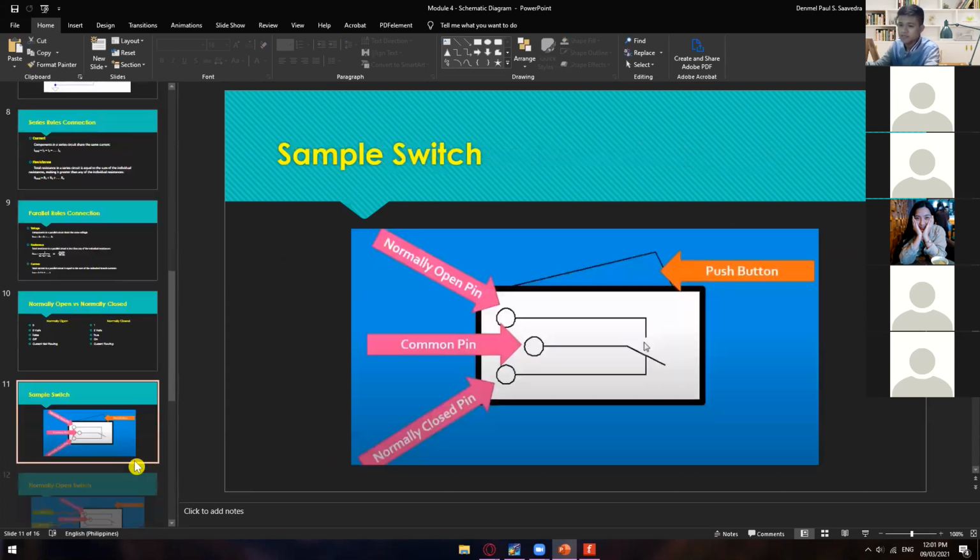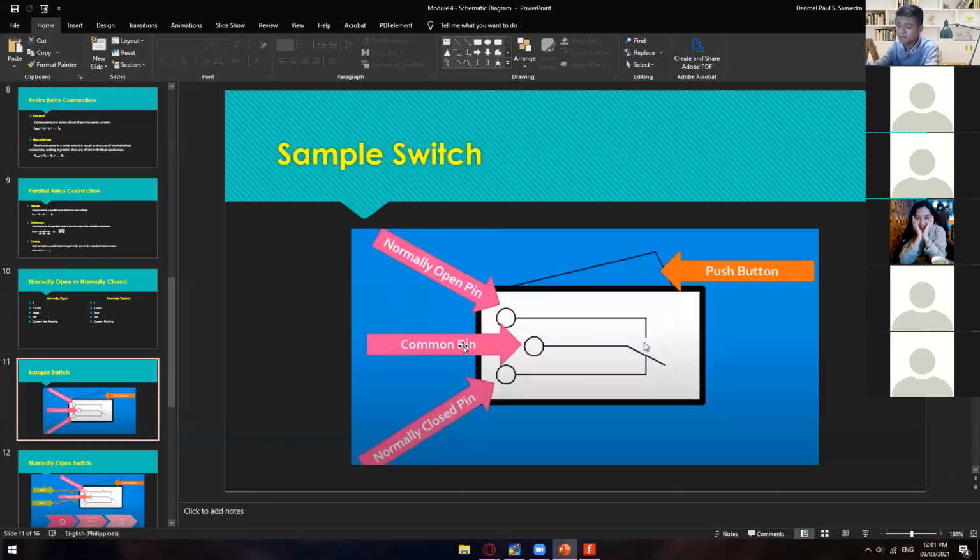Let me just share with you guys a sample switch. Normally a switch has 3 pins. If you connect the pin right here and the common pin, this one is normally open. However, if you connect the other one, the normally closed pin, and the common pin, that is normally closed. And then this is the push button, which triggers this one to connect, or to make this normally open connected on those 3 wires.